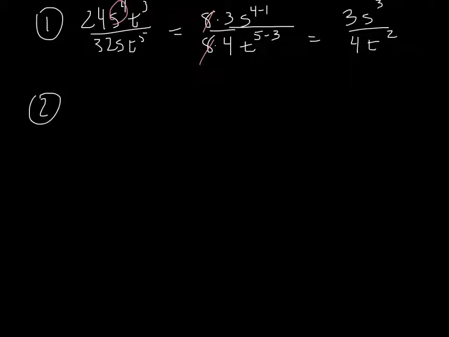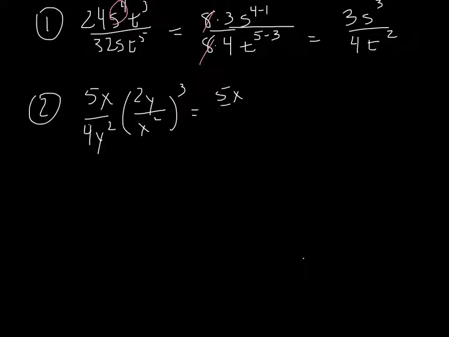Whereas the next one, 5x over 4y squared times 2y over x squared. That whole thing is cubed. Okay, so I'm going to deal with the power outside the parentheses first, and I'm not going to touch anything else.